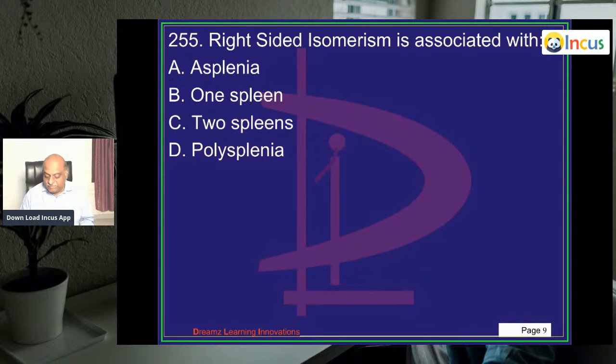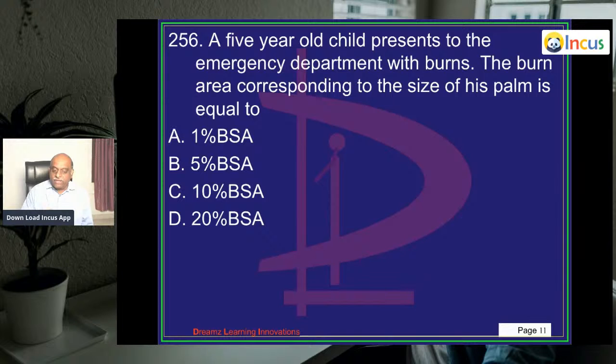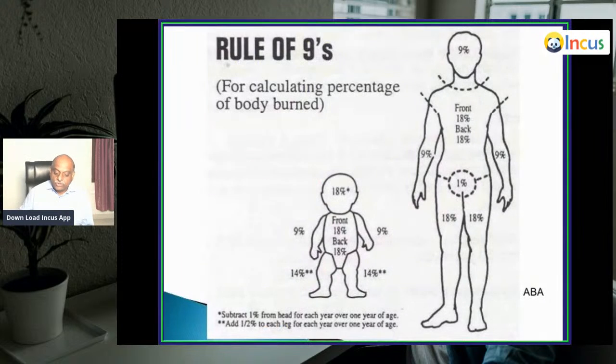Right-sided isomerism can lead to asplenia. A 5-year-old has come to emergency with burns. The palm-sized area in a small child is how much body surface area? 1% body surface area. So the head of the pediatric child versus that of the adult, you should know the difference. It is 18% in pediatrics, whereas it is 9% in an adult.